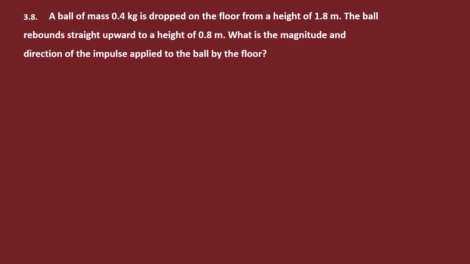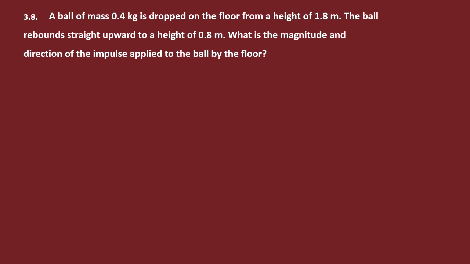Dear students, the question number 8 from chapter number 3. The question states that a ball of mass 0.4 kg is dropped on the floor from a height of 1.8 meter. The ball rebounds straight upward to a height of 0.8 meter. What is the magnitude and the direction of the impulse applied to the ball by the floor?